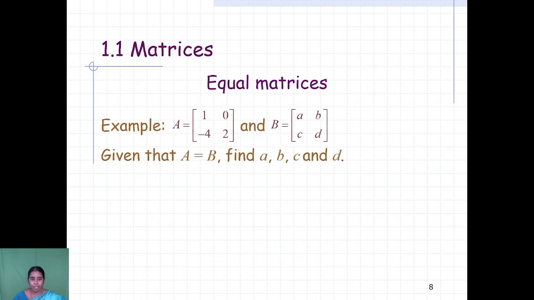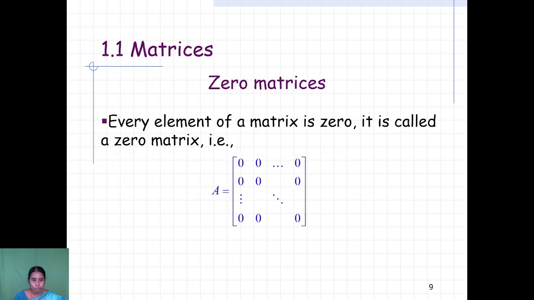Example for equal matrices. If A is equal to [1, 0; minus 4, 2] and B is equal to [a, b; c, d], it is given that A is equal to B. Then find the values of the unknowns a, b, c and d. They have already given that the two matrices are equal, so we only have to find the unknown values. Since A is equal to B, the corresponding elements should be equal. Thus a is equal to 1, b equal to 0, c equal to minus 4 and d equal to 2.